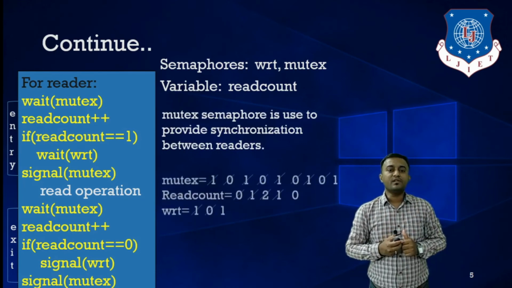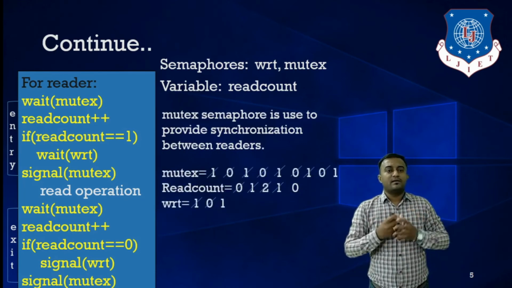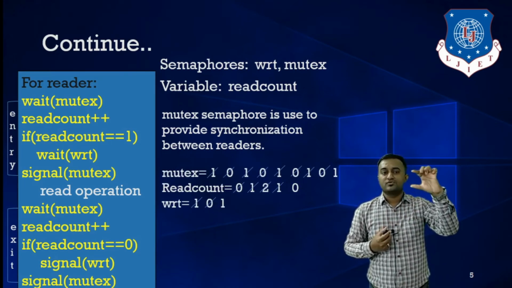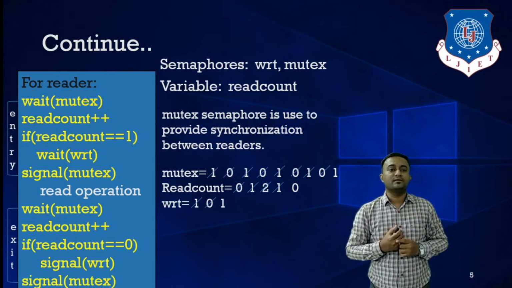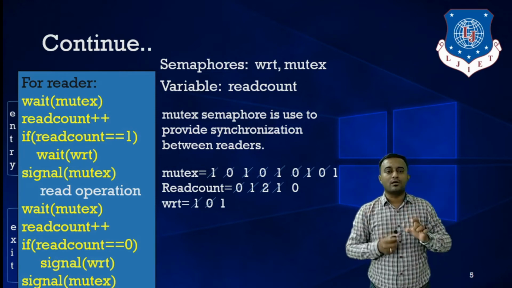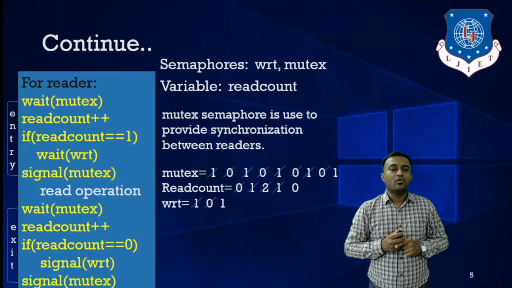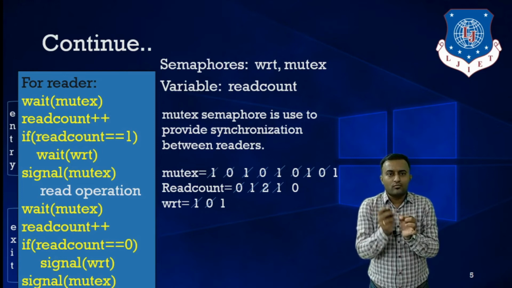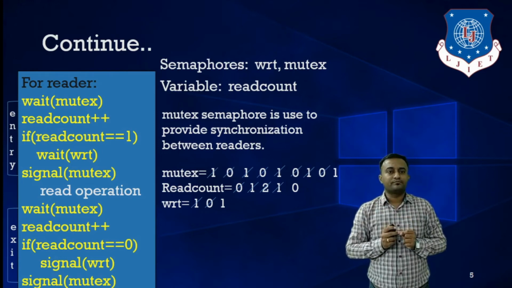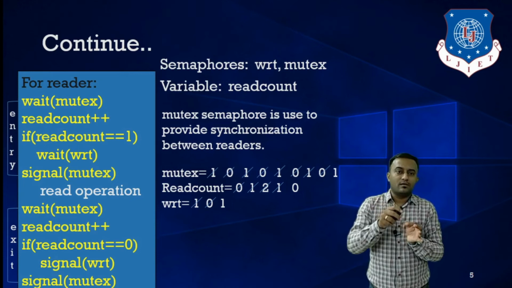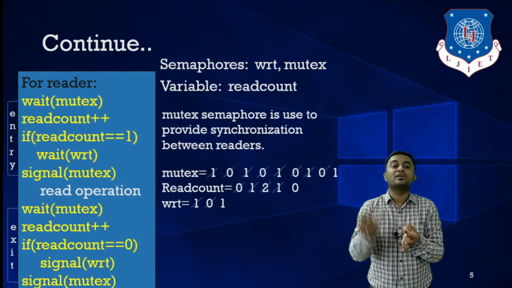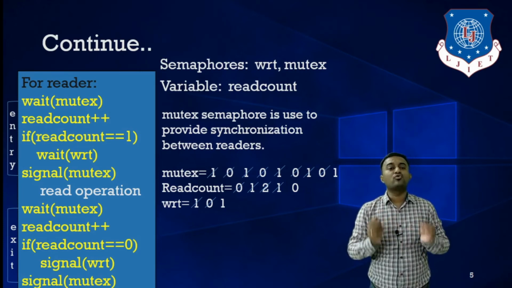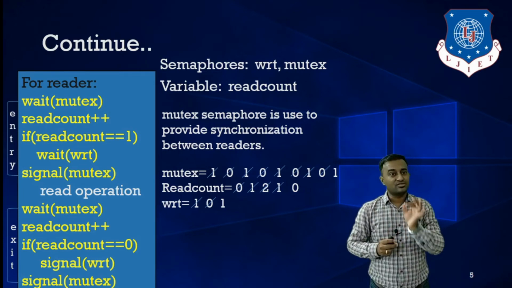Now let us discuss this code. First of all, we will discuss the entry section, which is highlighted in yellow color at the upper side. So what will happen in the case of reader code? As I told you, multiple readers are allowed, but once a reader has entered into a critical section, no other writer is allowed to enter into the critical section. That is something you need to keep in mind.